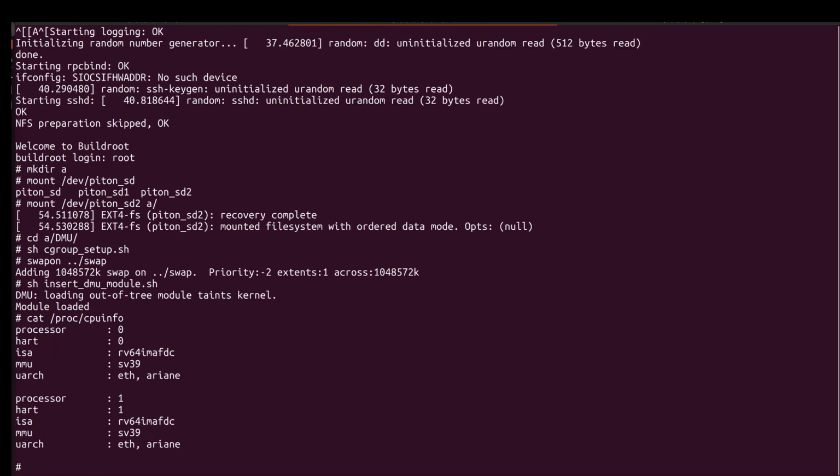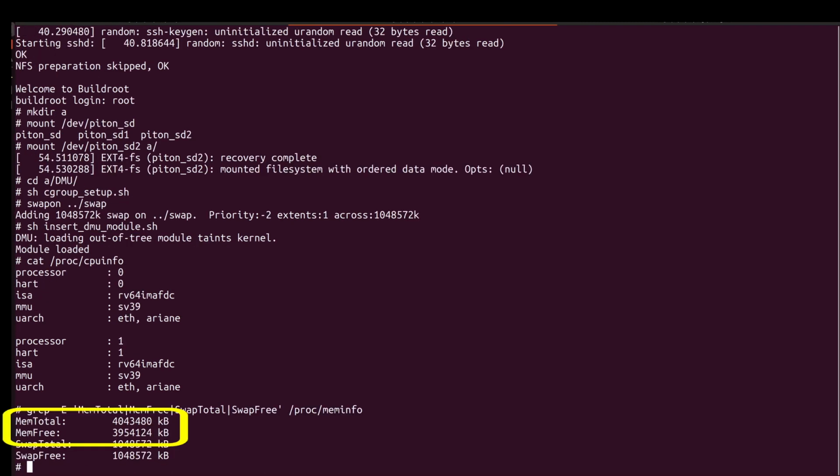To use DMU, we created a standalone kernel module named Machine Physical Memory Manager. The OS has booted up with 2 cores. Note that the OS boots up with 4 GB of physical memory. This is because hardware compressed memory allows the OS to use many times more physical memory than machine physical memory.